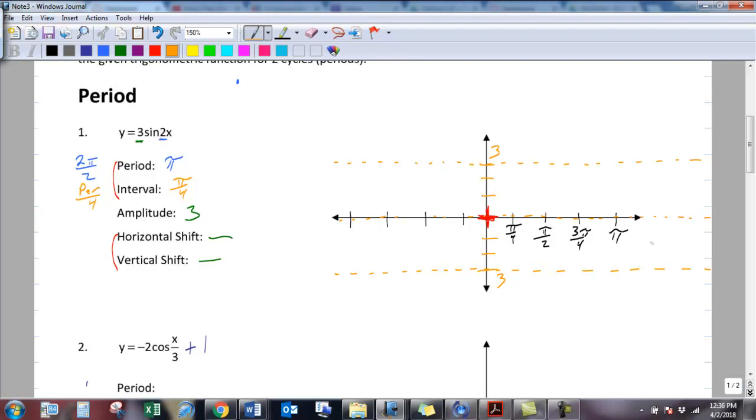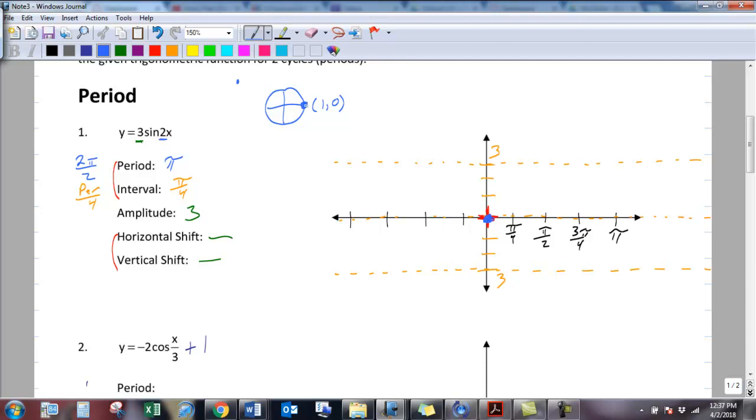Our graph is going to exist inside of here. Since this is sine, the question is, where does sine start? Well, if you need to, remember our unit circle, I was going to start at 0 degrees, right? And this is the point (1, 0). Sine, is this x or y? Sine is y. So sine is going to start at (0, 0).